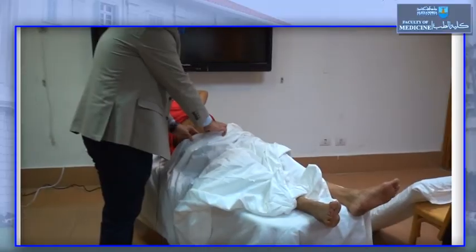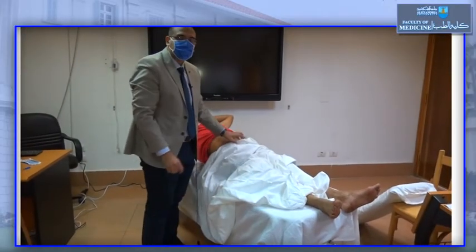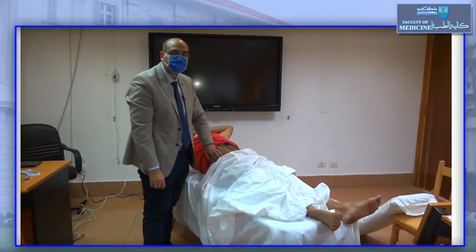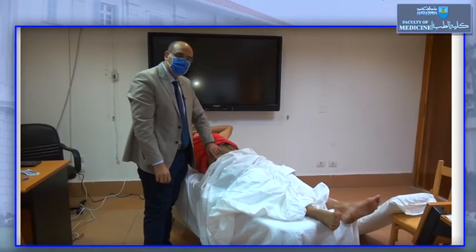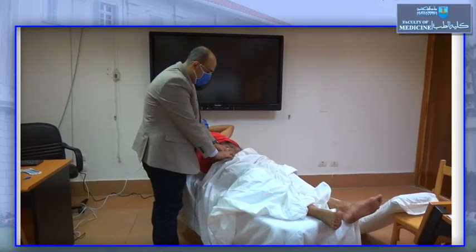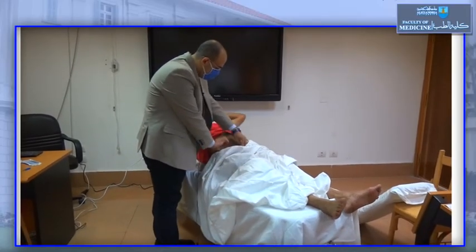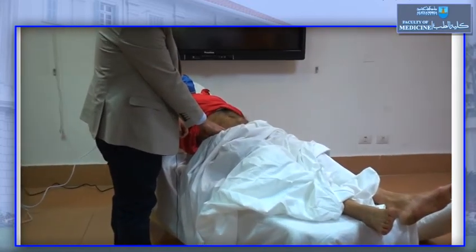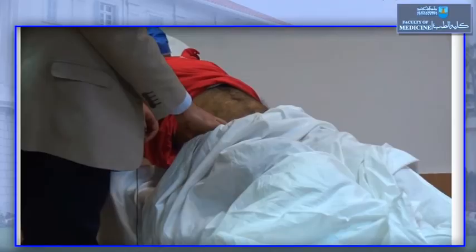The femoral artery is felt at the upper part of the thigh, at the inguinal ligament, which is present between the anterior superior iliac spine and symphysis pubis. At the midpoint of the inguinal ligament, we go half a centimeter below. The femoral artery is felt.